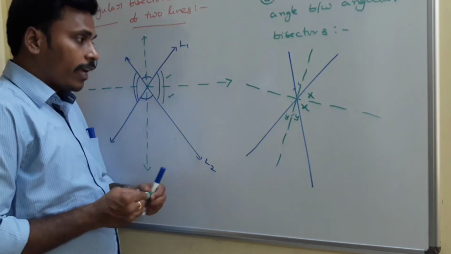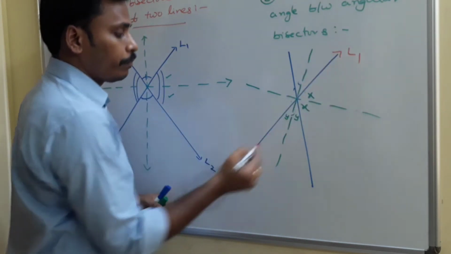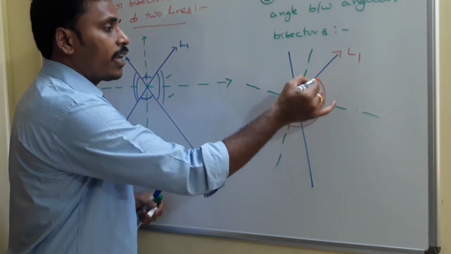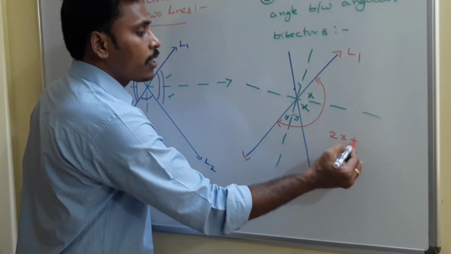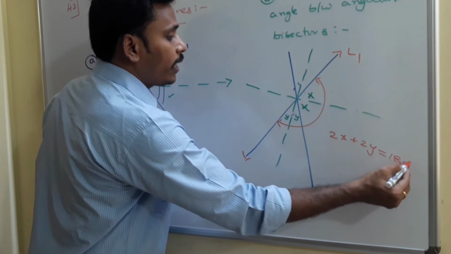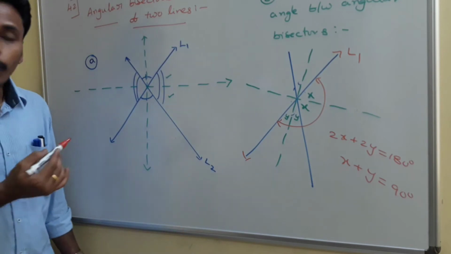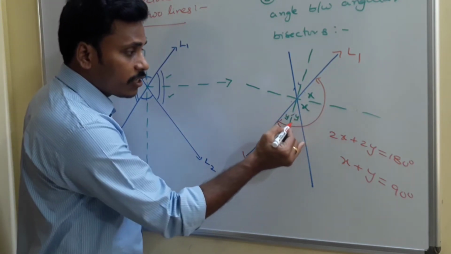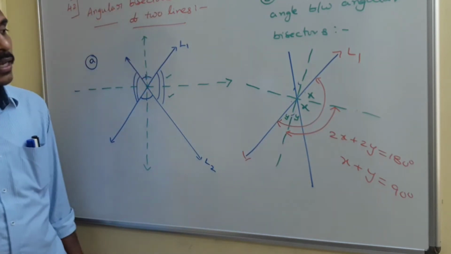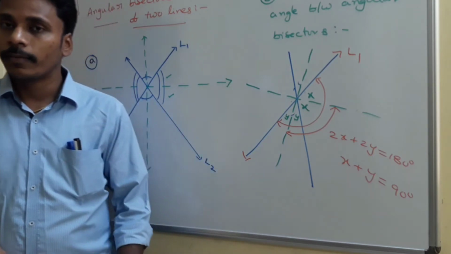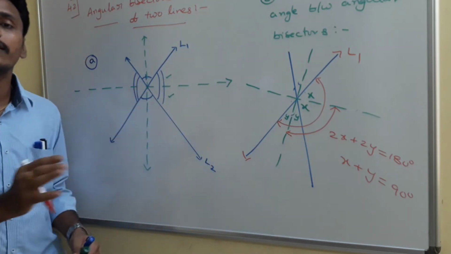If you concentrate on one line, you may say this line is L1. On this L1, this total angle is how much? 180 degrees, we know it. So 2x plus 2y equals 180 degrees, and from there x plus y equals 90 degrees. But where is x plus y? This is x and this is y. From this green line to this green line, that is x plus y, and that angle I found as 90 degrees. That in turn represents that the angle between angular bisectors is always 90 degrees.